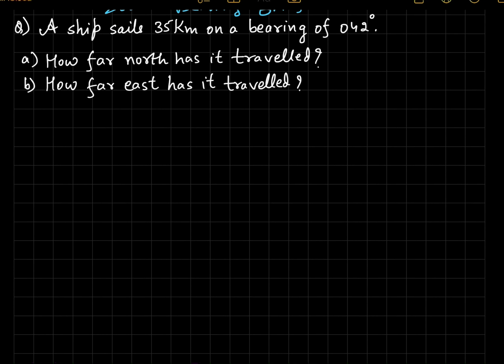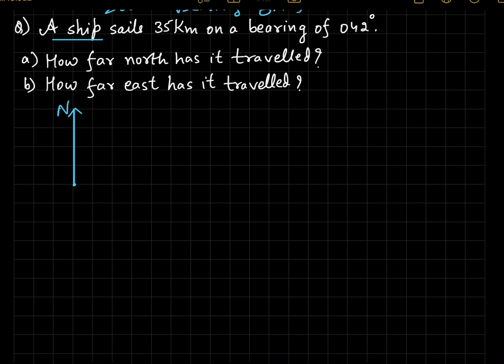Now let us solve one question, because it is always better to do one question, then only we actually understand how to apply the concept. So the question is: a ship sails 35 kilometer on a bearing of 042 degree. First of all, the ship is sailing 35 kilometer on a bearing of 042 degree. So let us show the starting point, and I will plot north here, because a bearing is always measured from north.